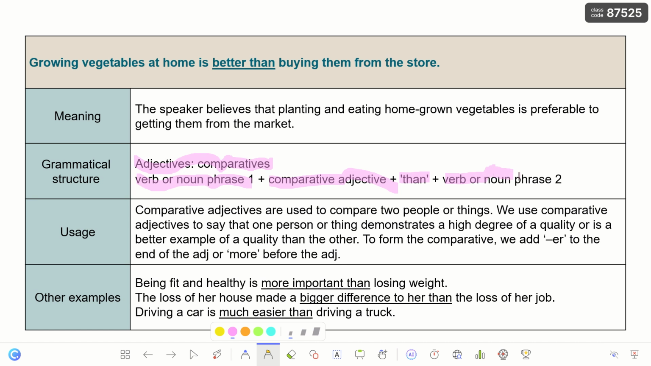verb or noun phrase. So growing vegetables at home, this is the verb, or this is what we call, if you remember, a gerund. So growing vegetables at home is the main verb, better than buying them from the store. So comparative adjectives are used to compare two people or things. We use these adjectives to say that one person or one thing demonstrates a high degree of quality or is a better example of quality than the other.